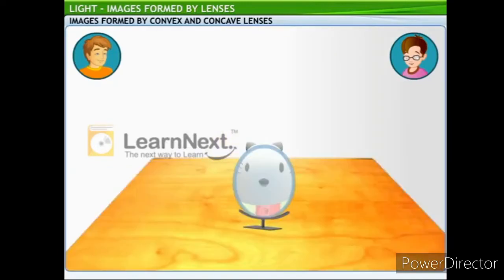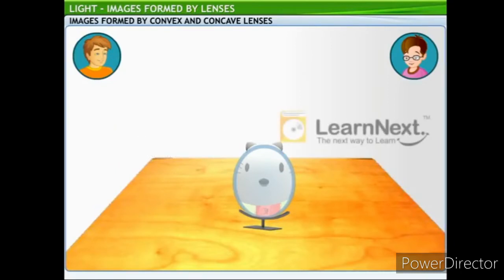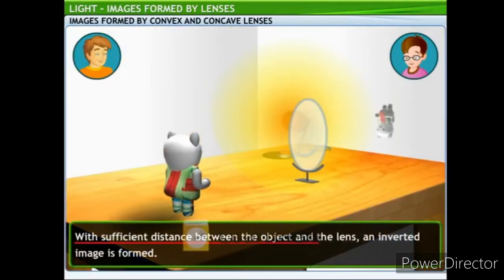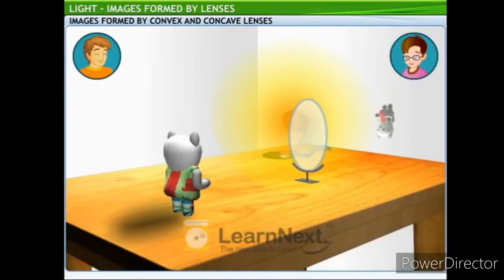The first time, you could not see any image on the wall as the lens was very close to the toy, and the image formed was virtual. Virtual images do not form on the wall. However, with sufficient distance between the object and the lens, a real inverted image is formed, as you just saw.